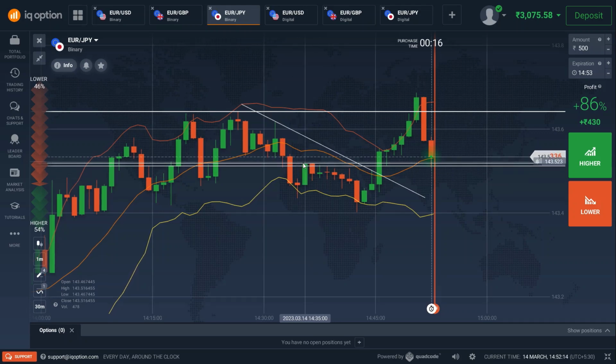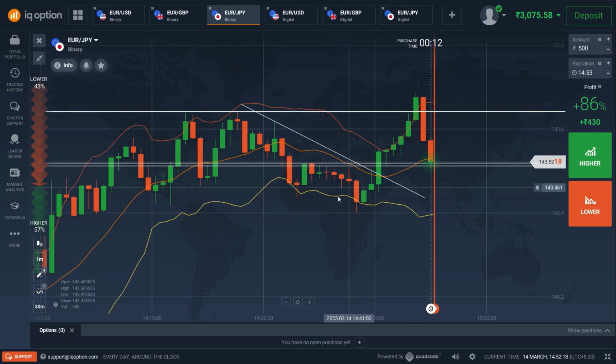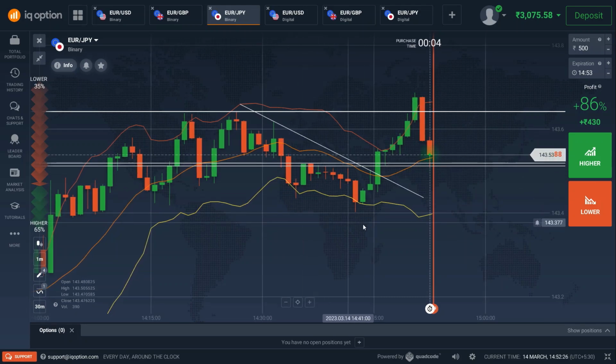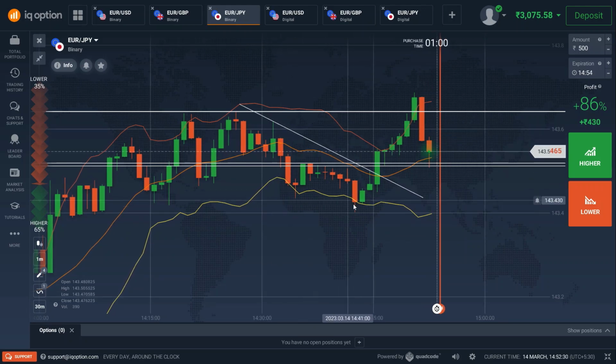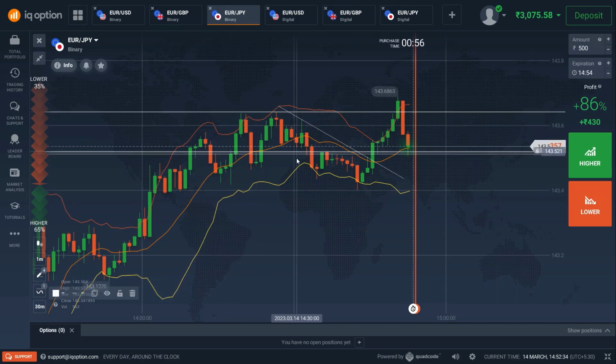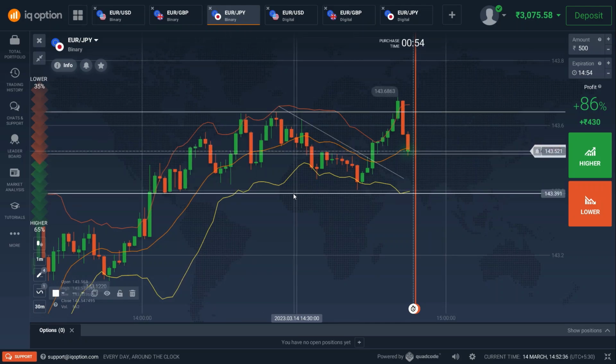So this was a strong resistance level, and the market formed another lower low. So this is a higher low, this is a lower low, this is a lower high, and this is another lower low. But I was confident that the market, like I said, would get support from this level and move in the upward direction.